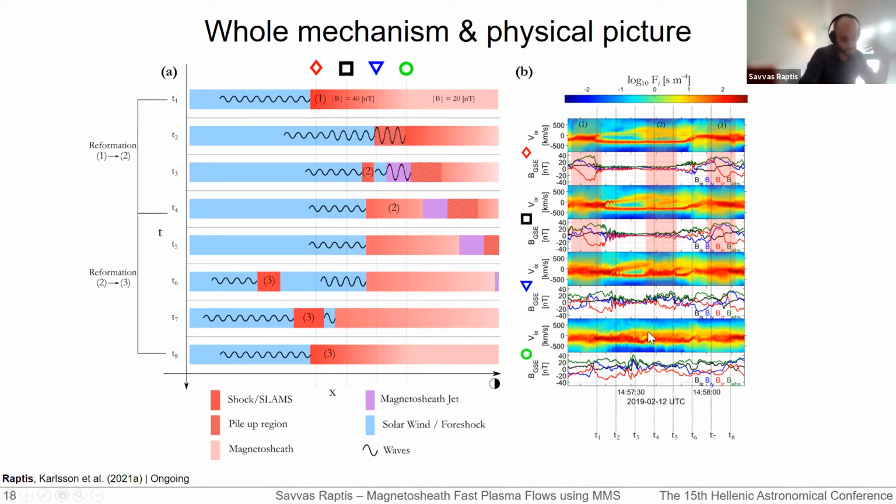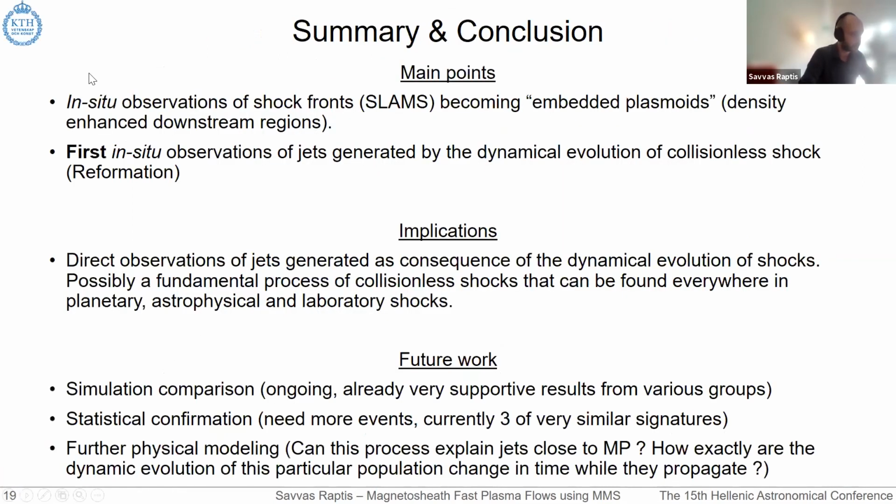So to give you a summary of what we observed in this work, what we found is that, first of all, and this was kind of expected, the local shock fronts are getting convected downstream.